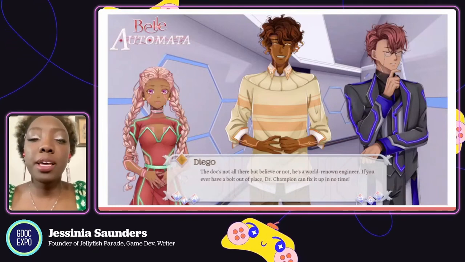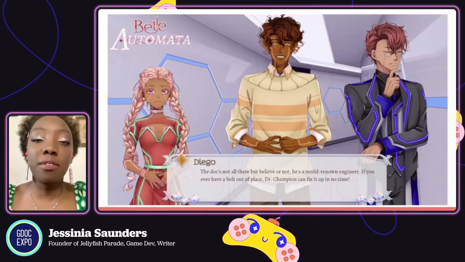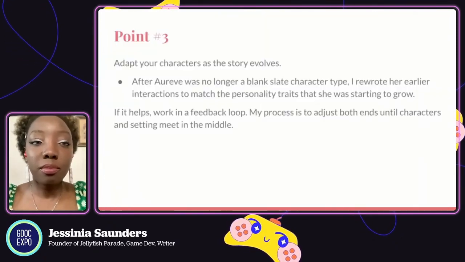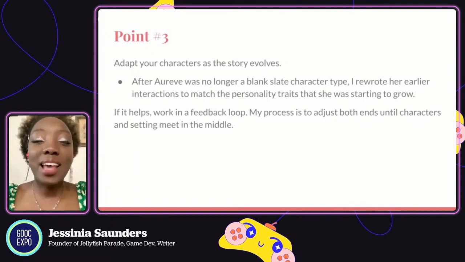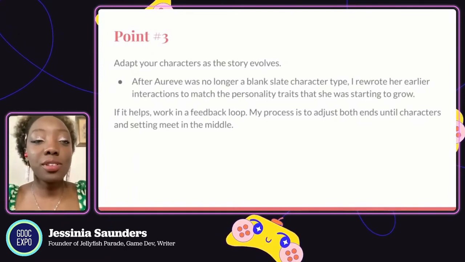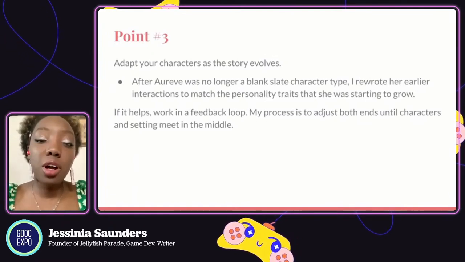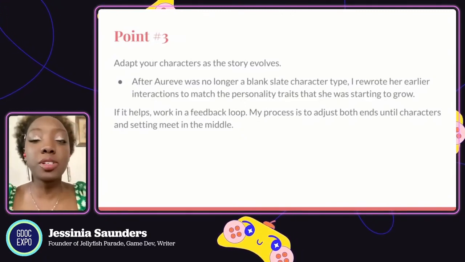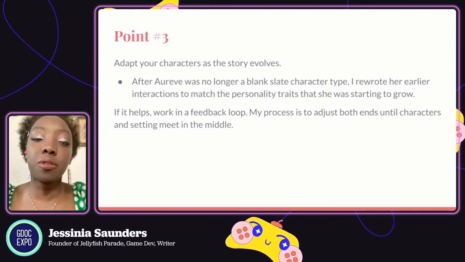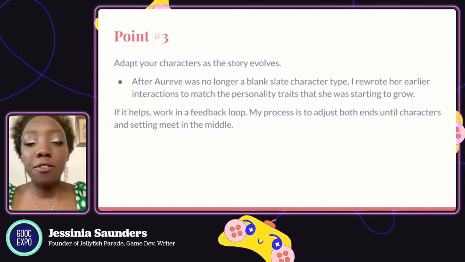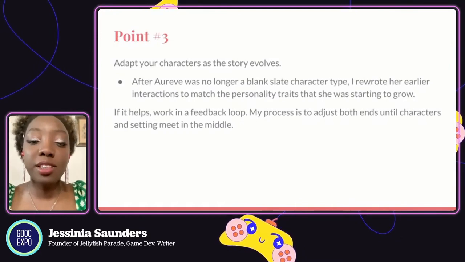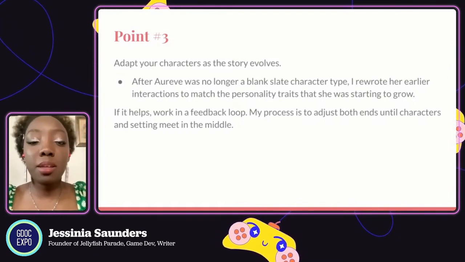We will talk more about him later, but for now, I'd just like to give the next point of this talk, which is point 3: Adapt your characters as the story evolves. After Aura was no longer a blank slate character type, I rewrote her earlier interactions to match the personality traits that she was starting to grow. If it helps, work in a feedback loop. My process is to adjust both ends until character and setting meet in the middle.